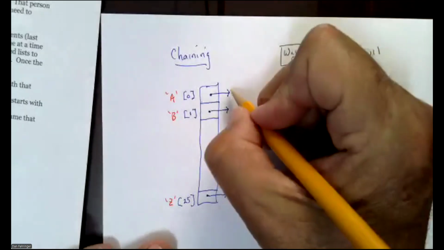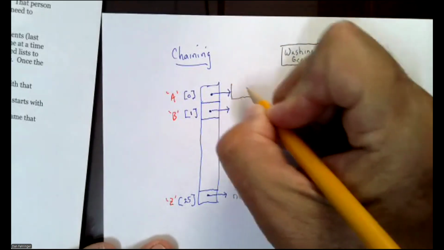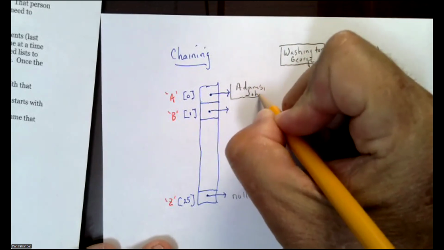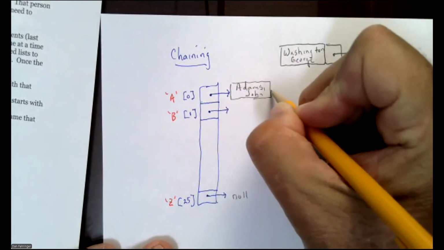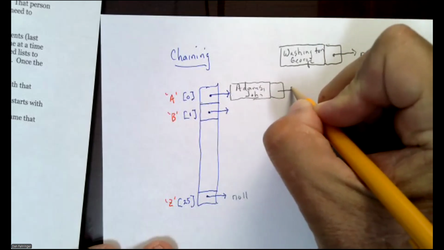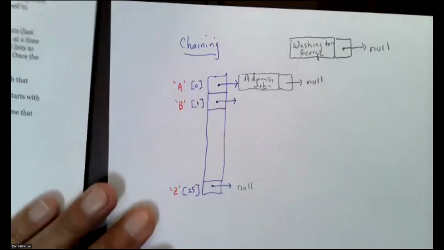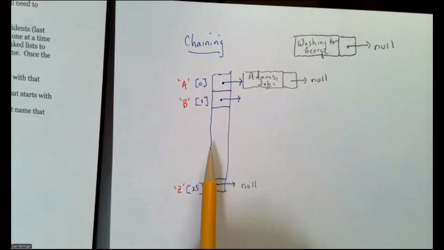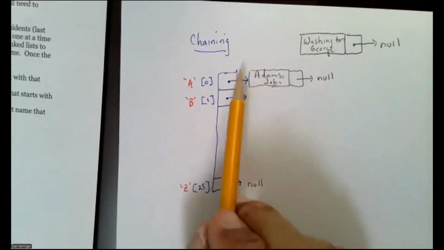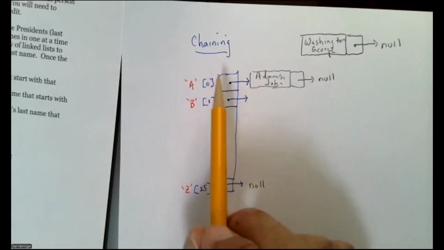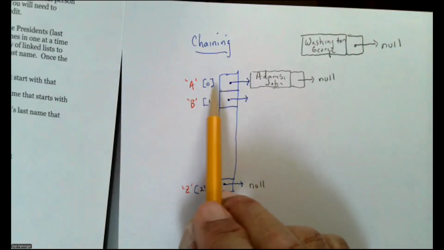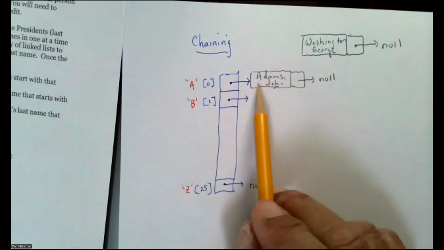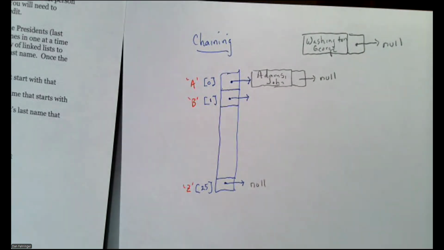John Adams would now end up here. Adams, comma, John. Jefferson, Thomas would be the next node. So you would go by that letter A, go to the array location where a pointer is stored to add to, and then you would go down the list and add it to the end.